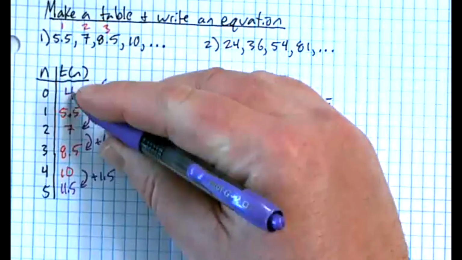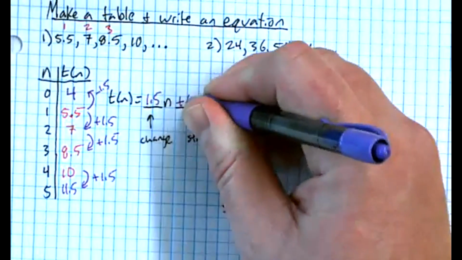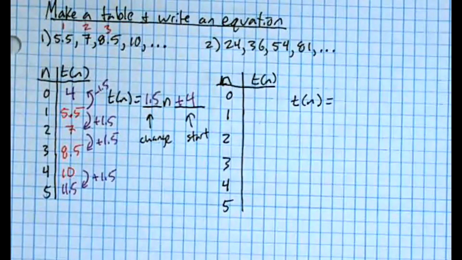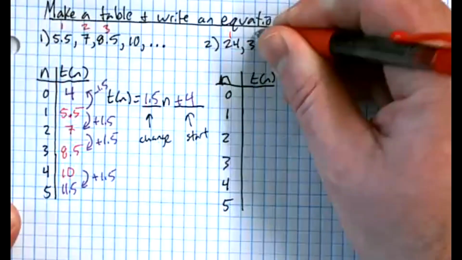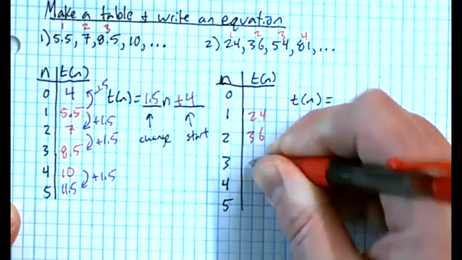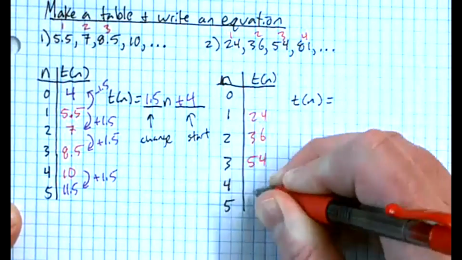And we started our 0th term at 4. So I need a plus 4 there. So 1.5n plus 4 for the equation. How many people were able to come up with 1.5n plus 4? Nice. Well done. All right, let me catch up with you on the second one. I'm going to copy down my 1st, 2nd, 3rd, 4th term.